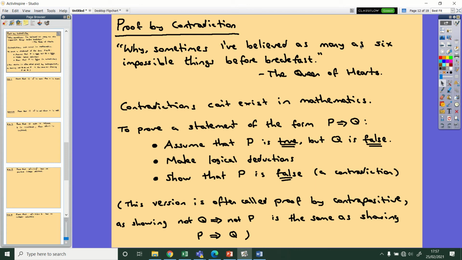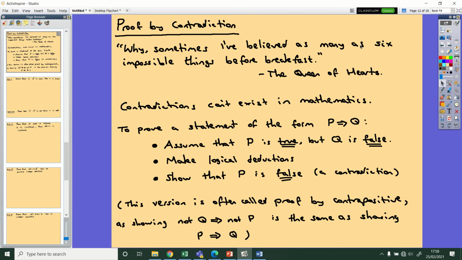Hi everyone, this is the third and final video in my series about proof, and today we're going to be looking at one final type of proof, which is proof by contradiction. To start off and motivate what we're looking at today, I have started off with a quote from Alice in Wonderland, which you might be familiar with. And today's focus is going to be on contradictions.